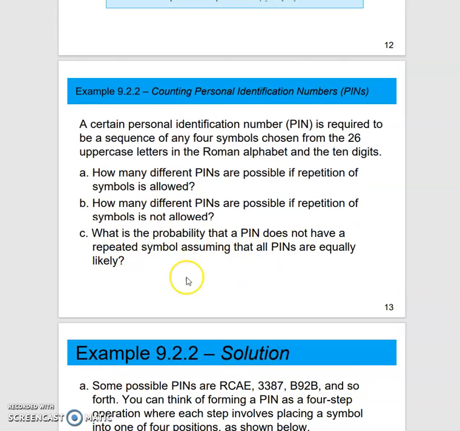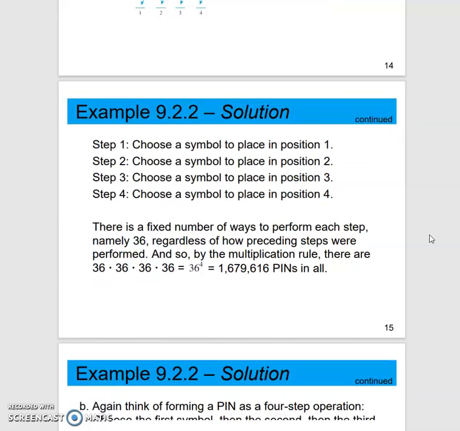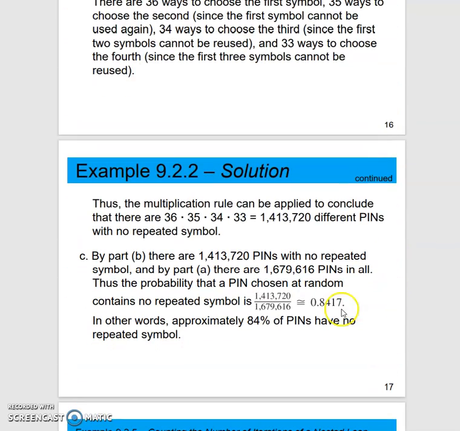Alright, my final question there then, what is the probability that a pin does not have a repeated symbol, assuming of course that all pins are equally likely? Basically, these are using the two numbers we've got. That 1,400,000 is going to be the top number, that 1,600,000 is the bottom number, and if I do that probability, I get about 84%, and that tells me about 84% of pins have no repeated symbol.